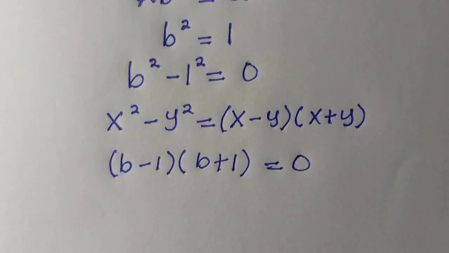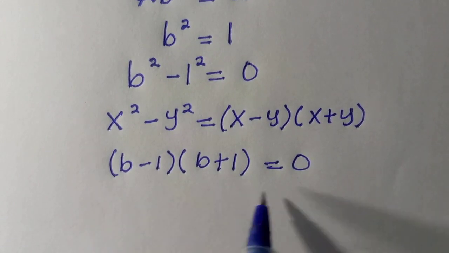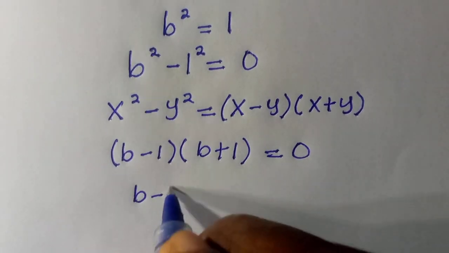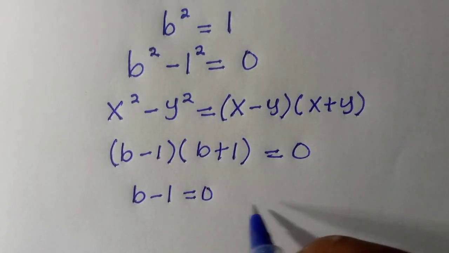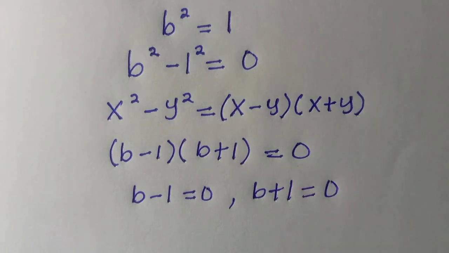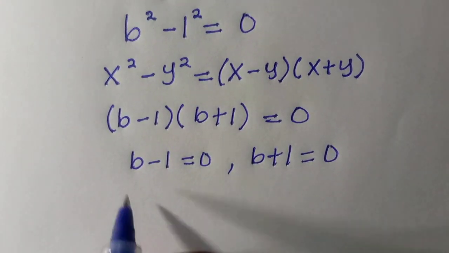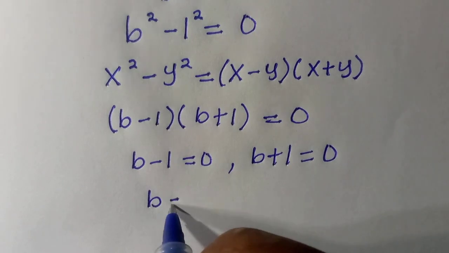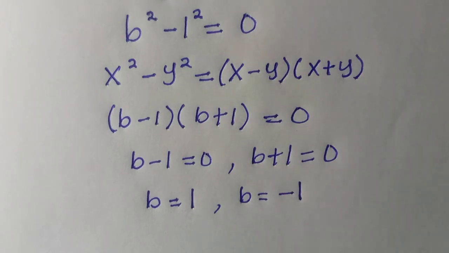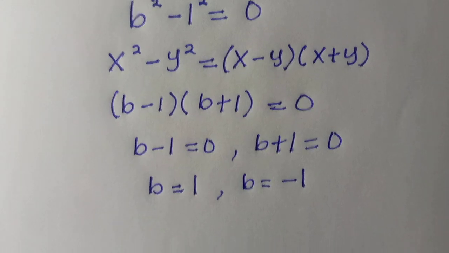And for these two factors to be equal to 0, we are going to have b minus 1 equals 0, or b plus 1 equals 0. Having these two, we get the value of b equals 1, and we also get the value of b equals minus 1. If these two are the values of b, we cannot conclude that both truly satisfy this, so we consider equation 1.